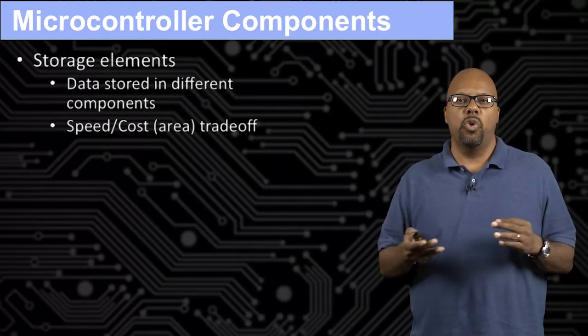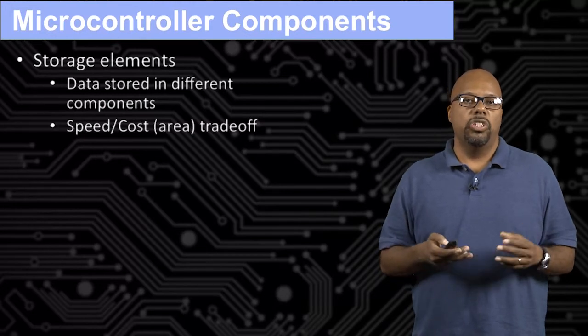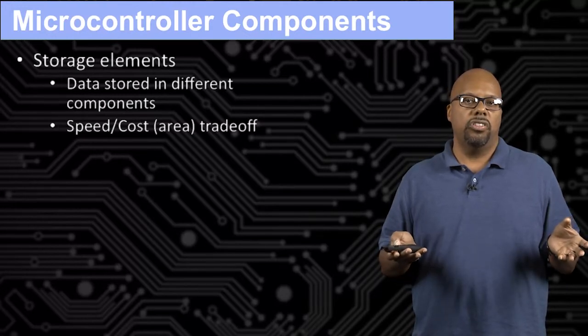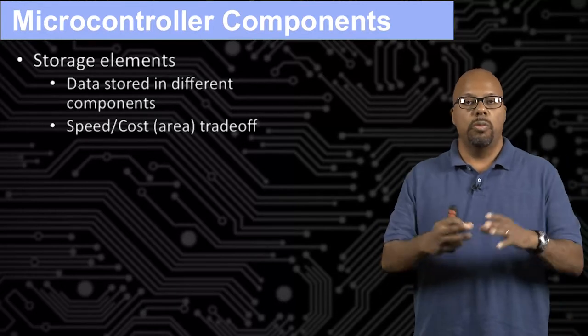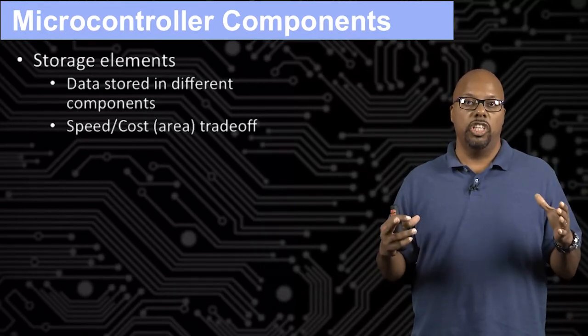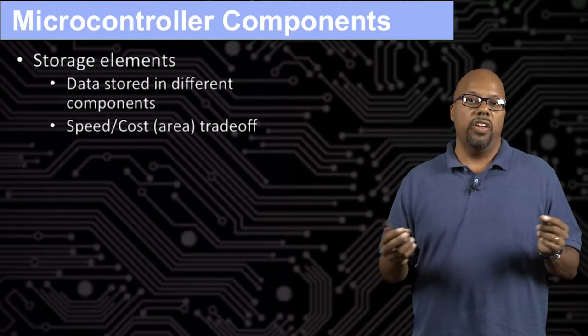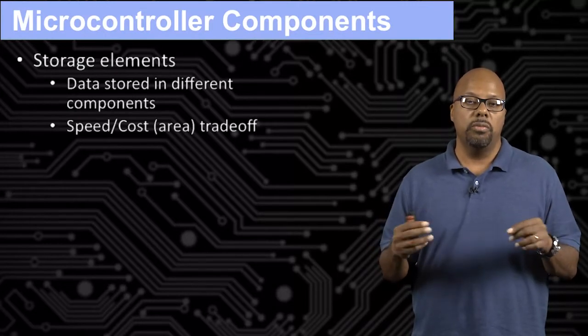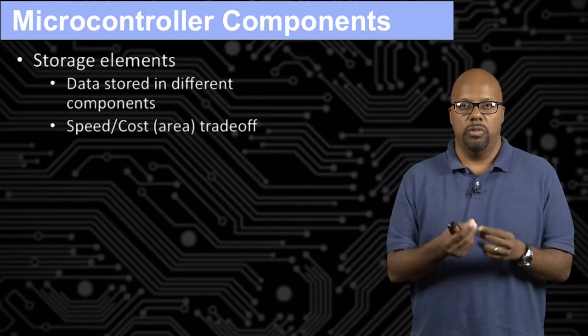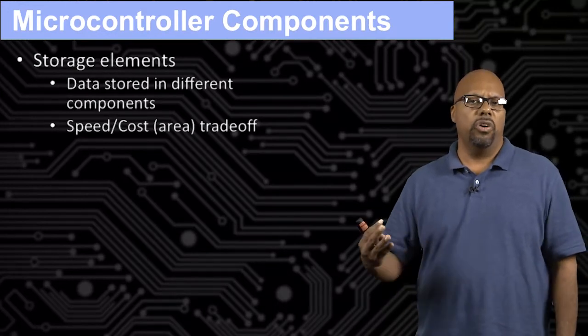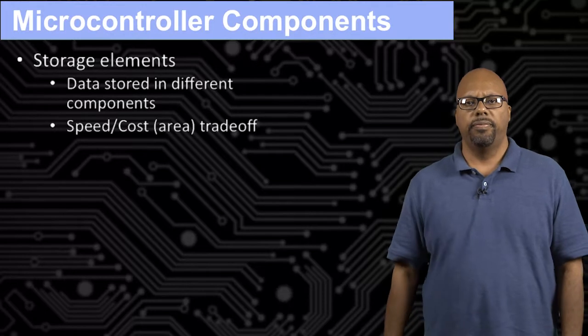There's a speed-performance trade-off. So some types of storage are very fast, but they cost more. Usually they cost more because of area. They take up a lot more area on the chip, so they cost more. On the other hand, there are other types of storage elements that are slower to access, but they cost less. They're much smaller on the chip. There's also a power trade-off that I didn't mention here.